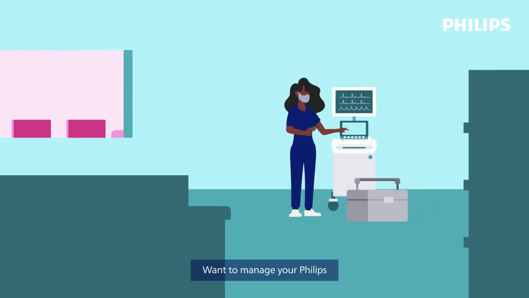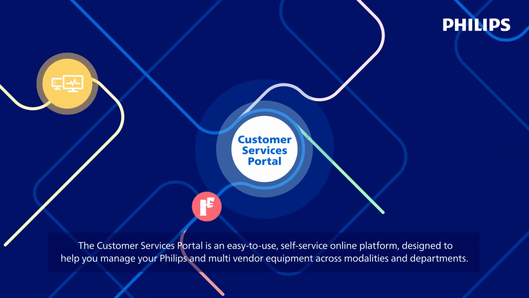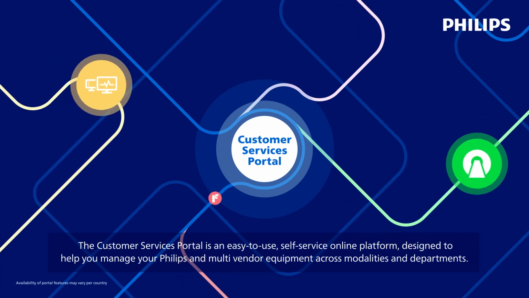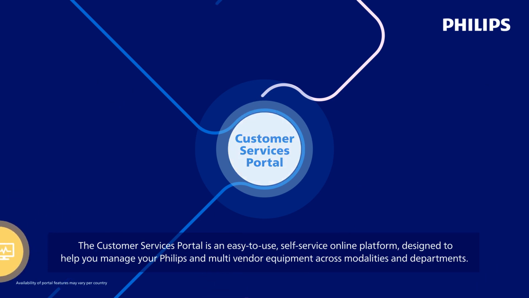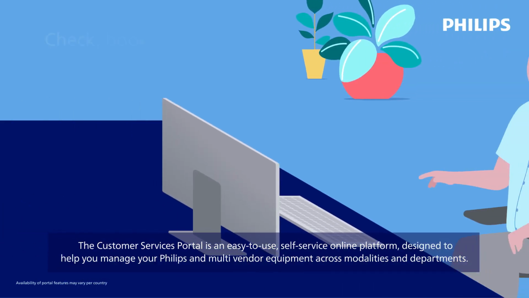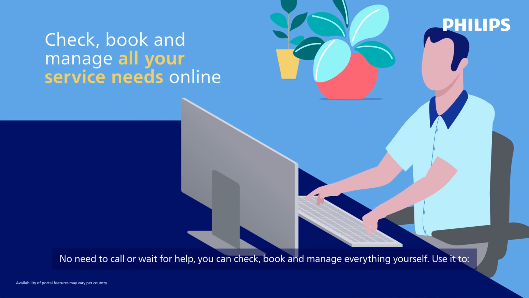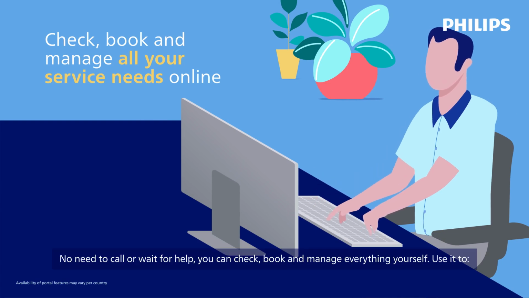Want to manage your Philips and multi-vendor fleet all in one place? The Customer Services Portal is an easy-to-use, self-service online platform designed to help you manage your Philips and multi-vendor equipment across modalities and departments. No need to call or wait for help. You can check, book, and manage everything yourself.